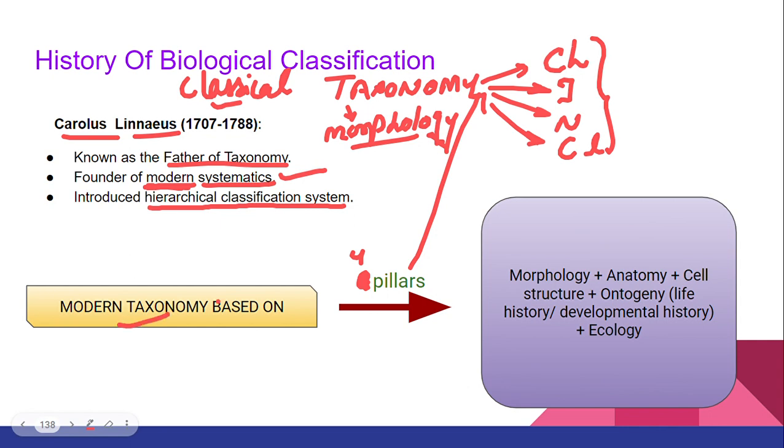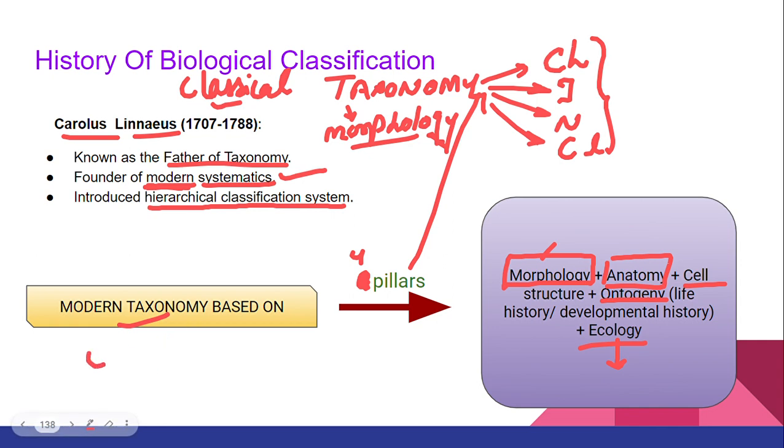But when we talk about modern taxonomy, it is classical taxonomy, that is morphology, along with anatomy. Anatomy means what? Write it in the chat box and tell me. We have already studied this, right? Then cell structure, ontogeny and ecology. Ecology is when we deal with the ecosystem, right? Then what is ontogeny? This is the new word you have studied.